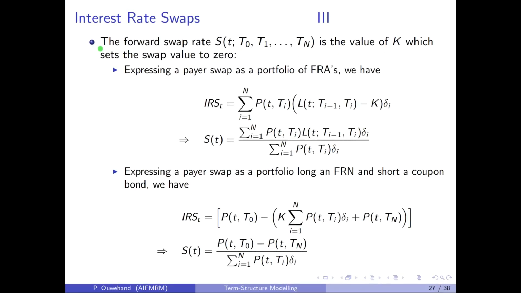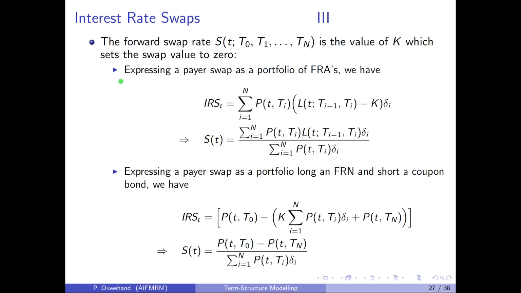By definition, the forward swap rate S is that value of K which sets the time little t value of the swap equal to 0. Notice that the forward swap rate depends on the current time as well as on the entire tenor structure of the swap. Typically, however, I'll take the entire tenor structure as known and simply refer to the value as S of t, as I do over here, for example.